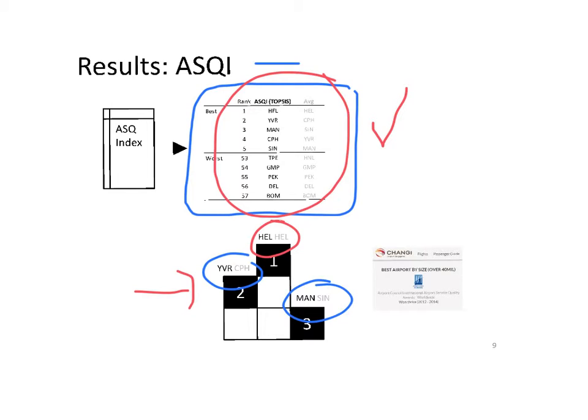And to be or not to be in the top three could have very important marketing consequences. In the example here, Changi Airport is promoting on its website that it is the best airport by size over 40 million passengers. So that means that you can or you cannot, depending on the overall top three ranking. So we believe that this is an important item to take into account.